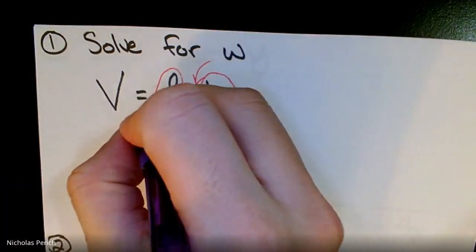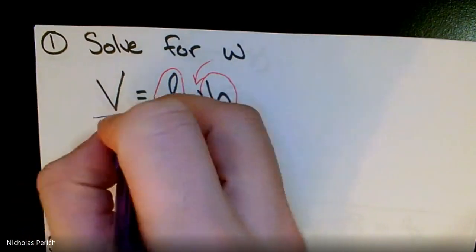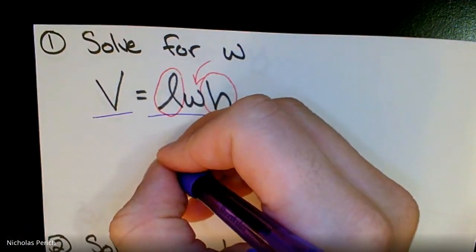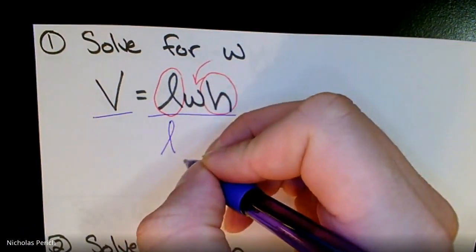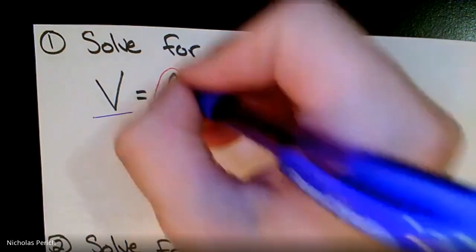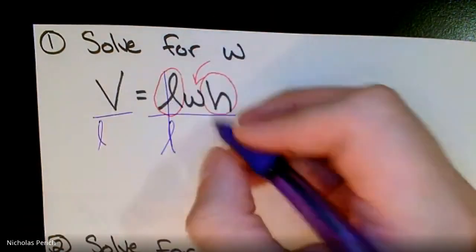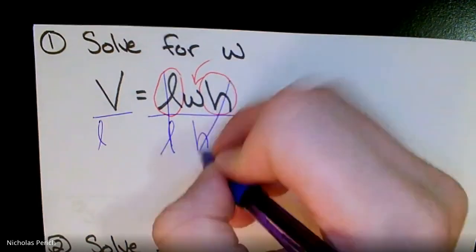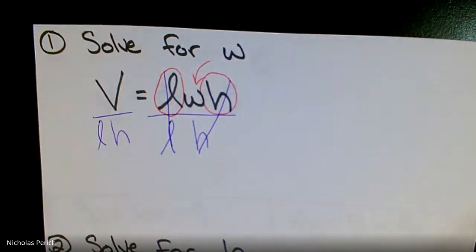I'm going to put my big line for division. Divide, divide. I'm going to make a cursive L so it doesn't look like an I underneath. Cross you out, cursive L. Regular H, cross you out, regular H.